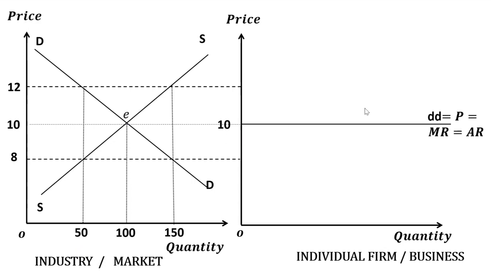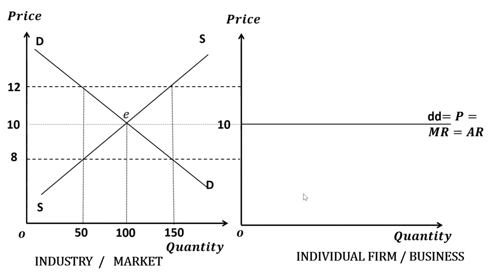Now let's look at the individual firm. The individual business forms a small part of the market. And that is why they do not influence the price, but they are influenced by the market price. So if the market price increases, they will increase their price. If the market price drops, they will drop their price. That is why we say the individual business is a price taker. They take the price from the market, the price that is determined by demand and supply.